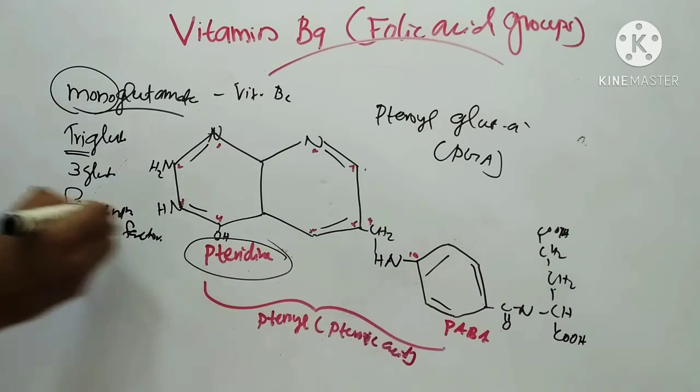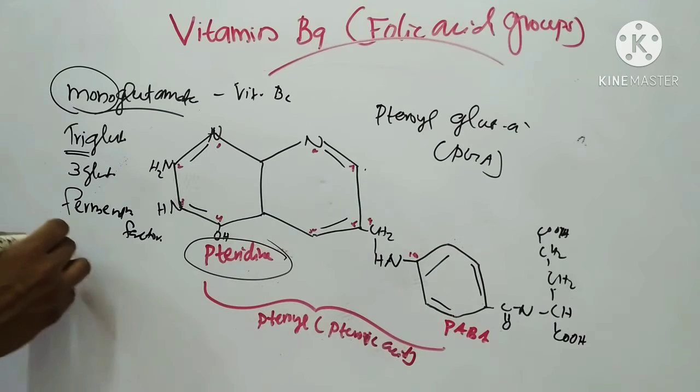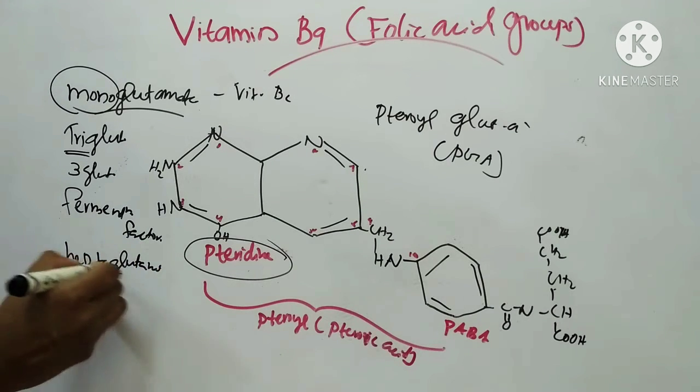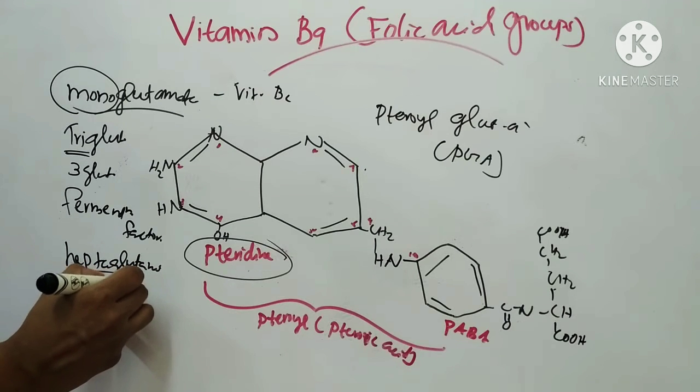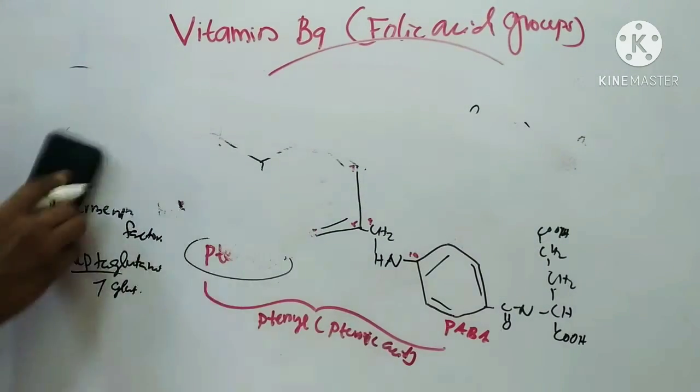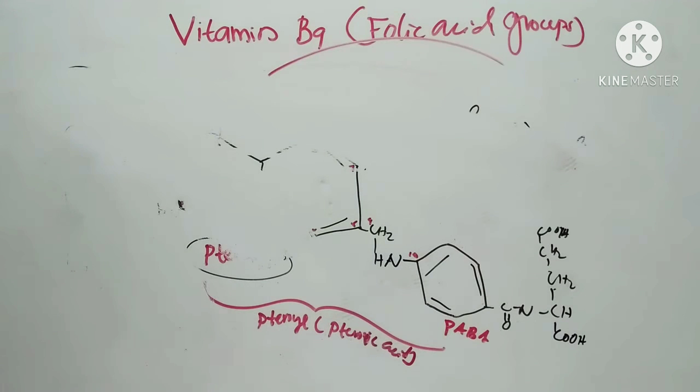Next one is heptaglutamate. Hepta means 7, so it contains 7 glutamate residues. And it is synonymous with vitamin BC conjugate of yeast. This pteroyl glutamic acid is liberated from these conjugates by the enzyme conjugases. Next we will see biological active forms.